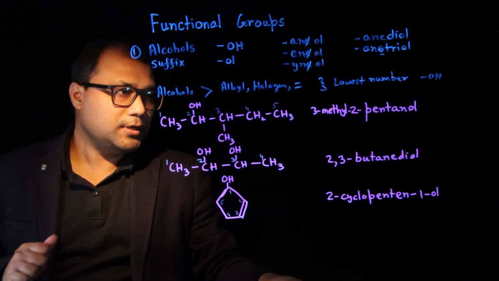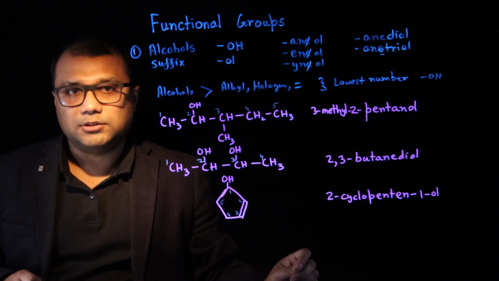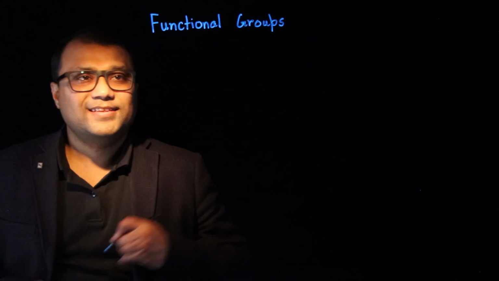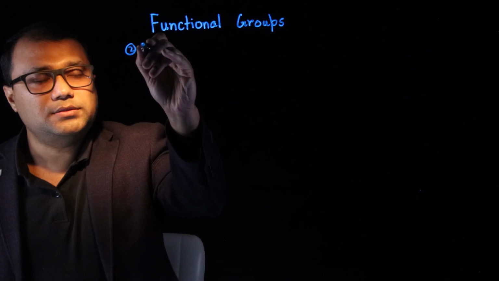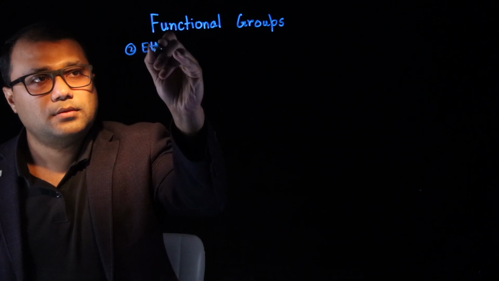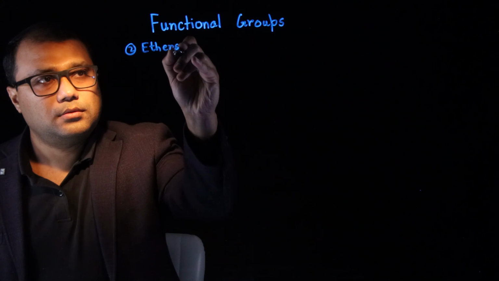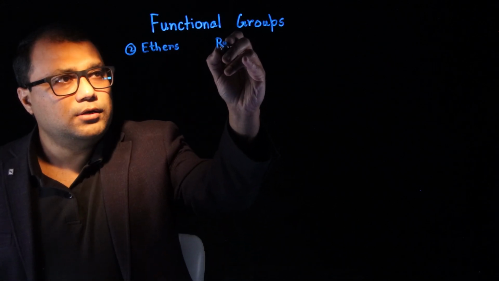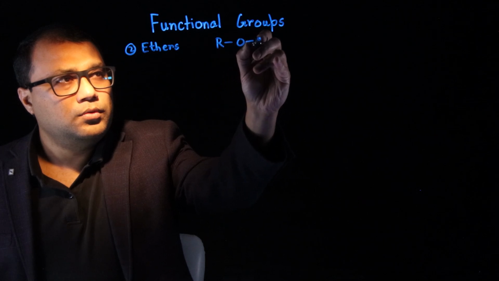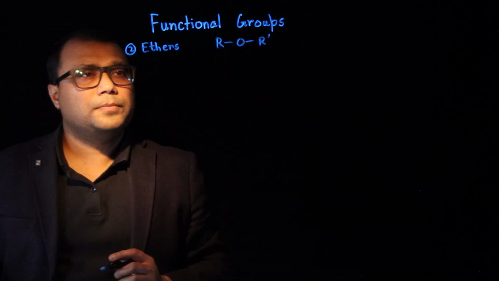2-cyclopentene, 1-ol. Okay. Alright. Let's move on to the next functional group. The next one we will look at is ethers. How do ethers look? We'll have an alkyl group, then O, and another alkyl group. Okay?